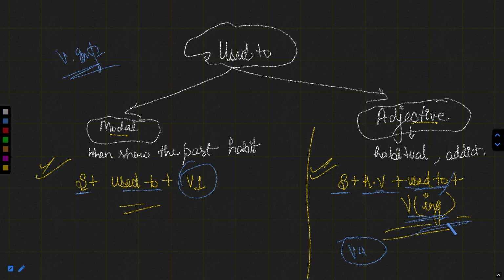Used to also shows us past habits, and used to also shows us that we have been addicted to something, or have become accustomed to something. One more thing: if it is used as an adjective, it can be used in present, past, and future tense as well. But if it is used as a modal, it only shows the past time, not the present one.